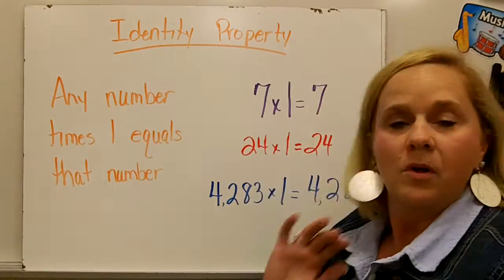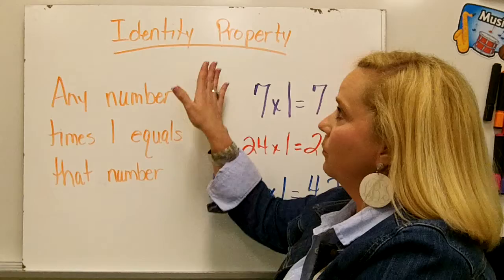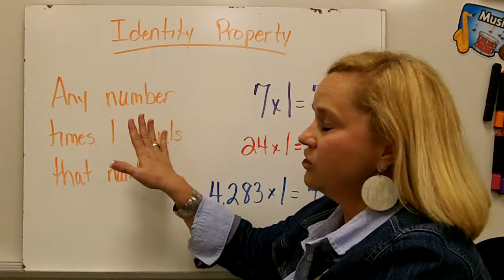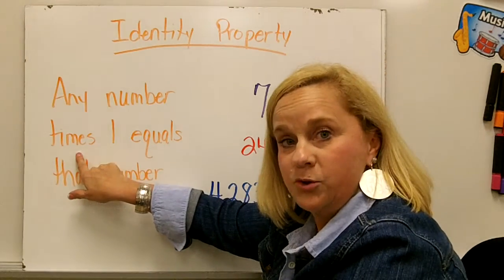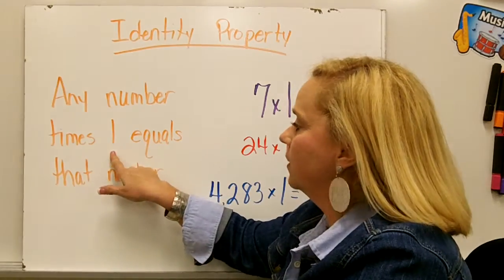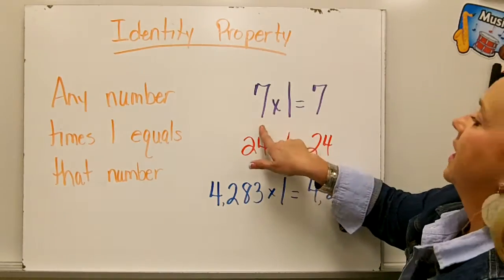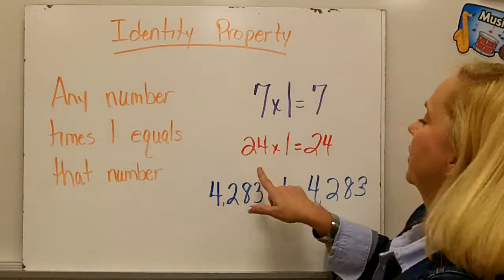The first property we're going to talk about is the identity property. When we're talking about the identity property, I'm talking about an operation where you can use any number times, we're using multiplication, times 1 equals that same number. For example, 7 times 1 equals 7. You can use any number.